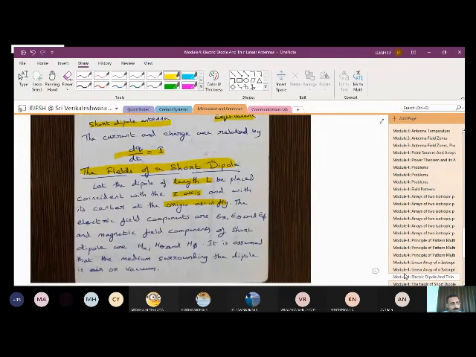When you consider the dipole of length L, placed at the center, at the origin, as I have shown you in the figure, the electric field components will be E R, E theta and E phi, and the magnetic components will be H R, H theta and H phi for the short dipole. So you have the field components in R, theta and phi.